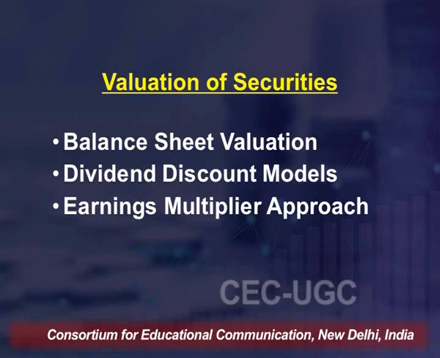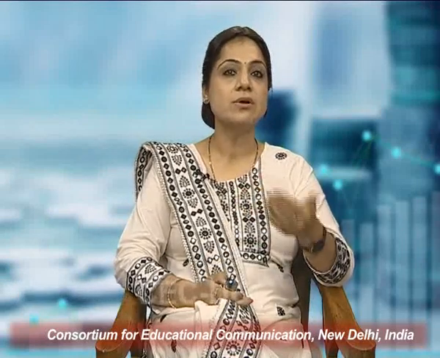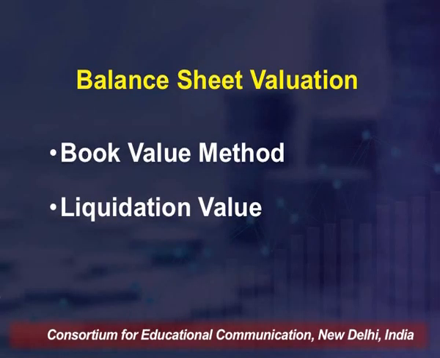So this was the first model which we just talked about. There are various other models like balance sheet valuation, dividend discount models, and one of the very famous approaches, the earnings multiplier approach. Let us move to the second method, which is the balance sheet valuation. The name itself suggests that you are doing your valuation on the numbers given in the balance sheet. Under balance sheet valuation, there are two methods which an investor can use. The first one is the book value method and the second is the liquidation value method.